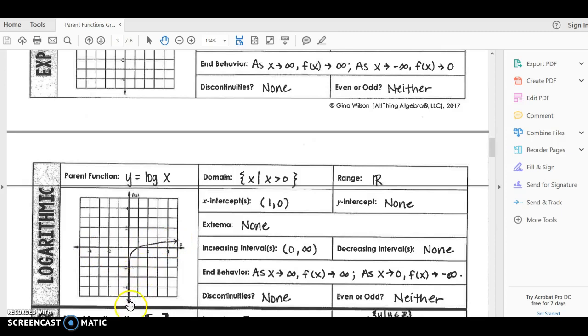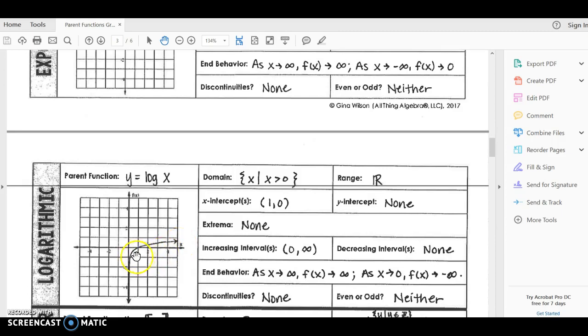Your range goes down and up forever. Even though it's going up gradually, it's still going to go up. So your range is all real numbers. Your x-intercept this time is (1, 0). Kind of like the exponential was (0, 1), this one is (1, 0) because it's a reflection of that. And your y-intercept is none. It doesn't cross the y-axis. It's going to increase from 0 to infinity, decreases nowhere.